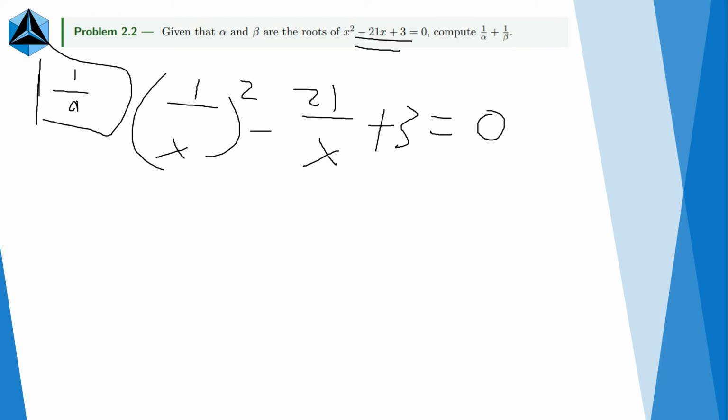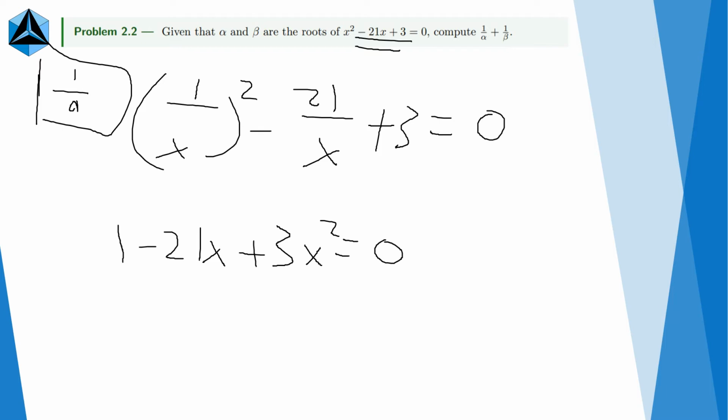Now, we want to use Vieta's formulas on this, just like the last problem. However, that's kind of not possible right now, because this isn't really a polynomial, because the powers are less than 0. So to remedy this, we're going to multiply both sides by x squared. If we multiply both sides by x squared, we get 1 minus 21x plus 3x squared is equal to 0. So now we can easily verify that 1 over alpha and 1 over beta are still roots of this.